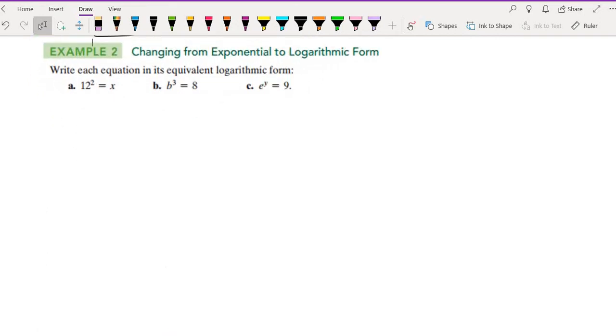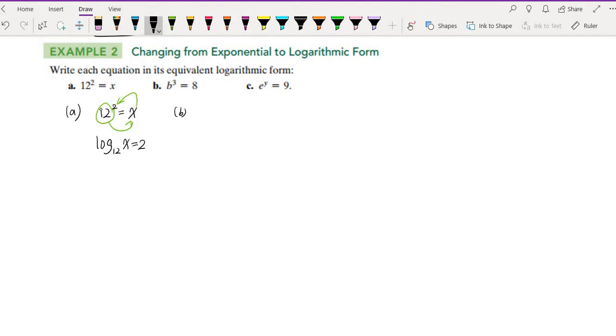Example 2 is changing from the exponential to logarithmic form. Part A: 12 to the second power equal to x. I'm just going to write this part, and again we're doing pretty much similar stuff. So I can write this as log, remember that's the base, 12. Log base 12 of x equal to 2.